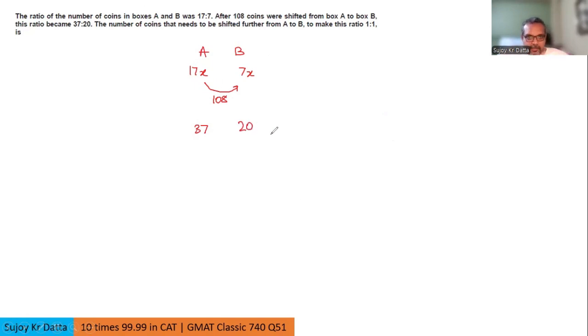But if you look at this, 17 plus 7 adds up to 24, and here this adds up to 57. If you are just interchanging coins from one box to the other, the total coins should have remained the same. Here it is not. So we'll try to make them equal. 24 is 3 times 8, and 57 is 3 times 19. So we'll multiply this with 19 and this with 8 to make them equal.